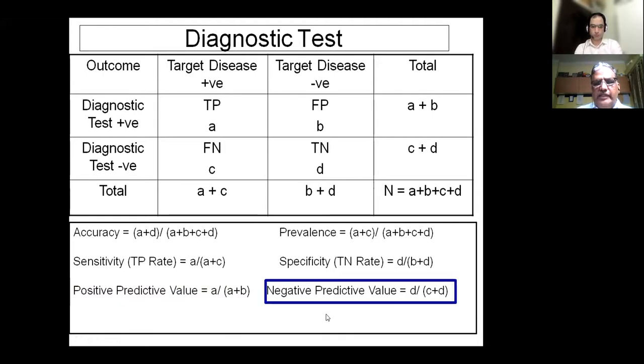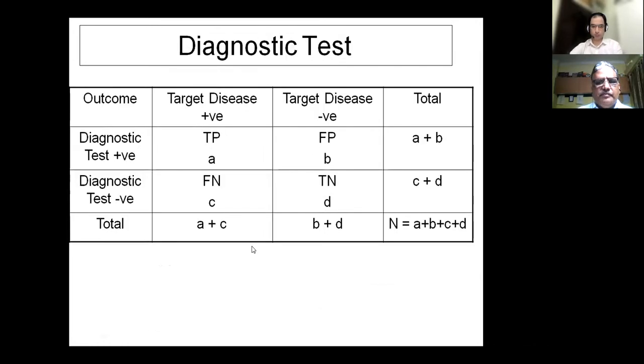And negative predictive value is if the test has come negative, how often you are healthy? So D divided by C plus D. Okay, D divided by C plus D. If the test has come negative, how often you are healthy?